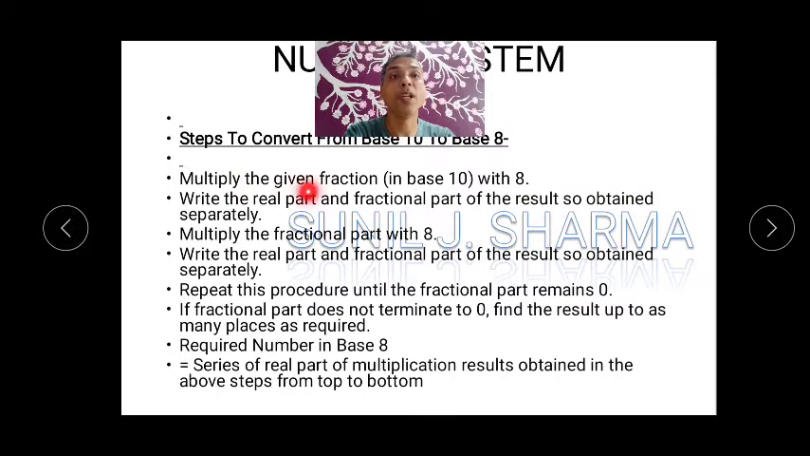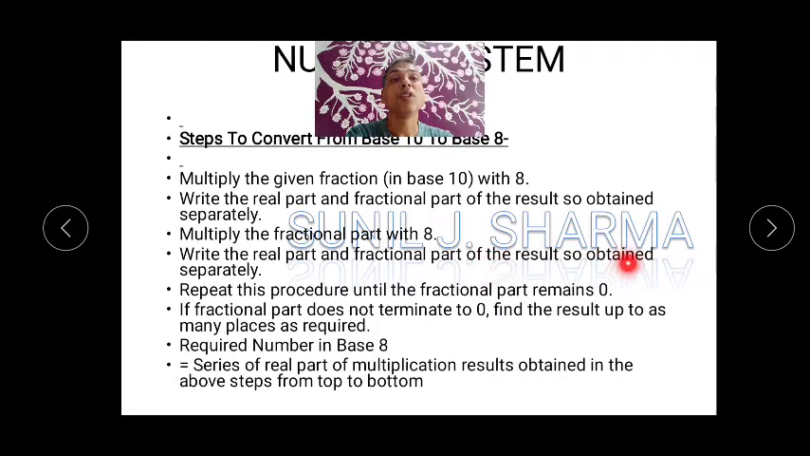Multiply the given fraction with 8, write the real part and the fractional part of the result separately. Multiply the fractional part with 8, write the real part of the result separately. Repeat this process until the fractional part remains 0. If the fractional part does not terminate to 0, find the result up to as many places as required. The required number in base 8 equals the series of real parts of the multiplication results obtained in the above steps from top to bottom. This is also very important.